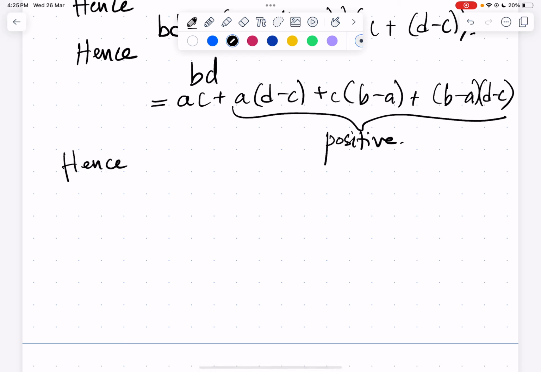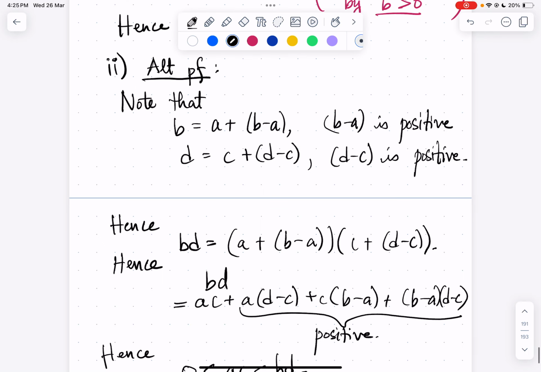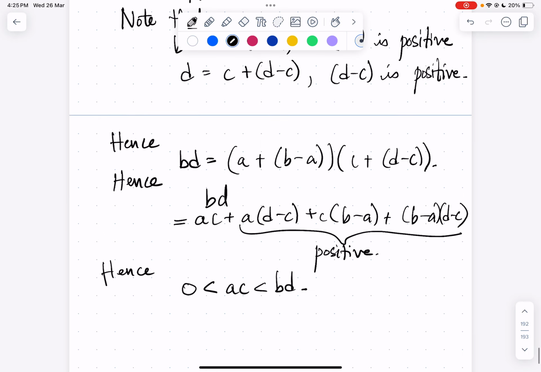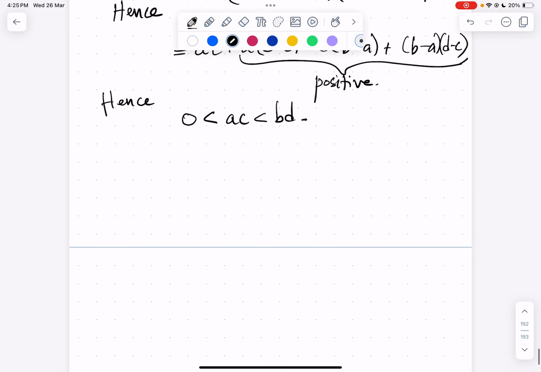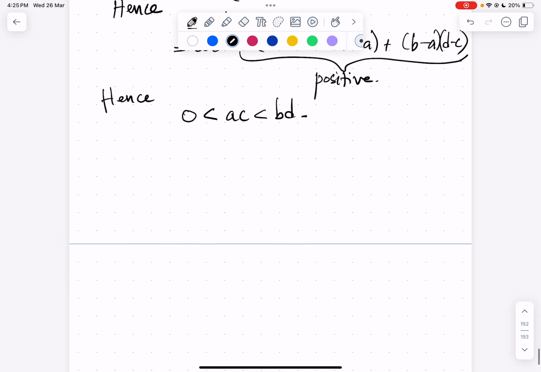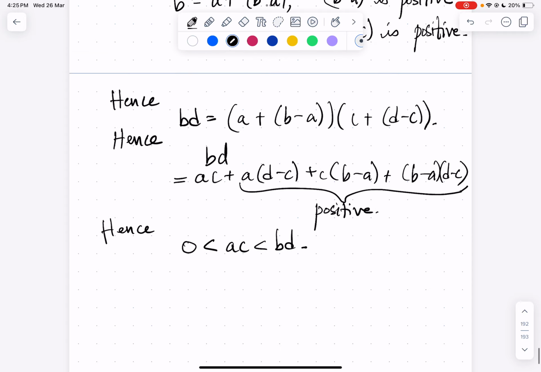Hence 0 is less than AC is less than BD. So this is another proof which is straightforward. We found that AC is less than BD. Right, so can we multiply inequalities? Yes, we can multiply inequalities.